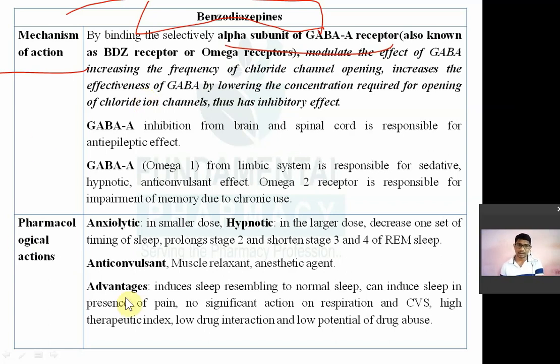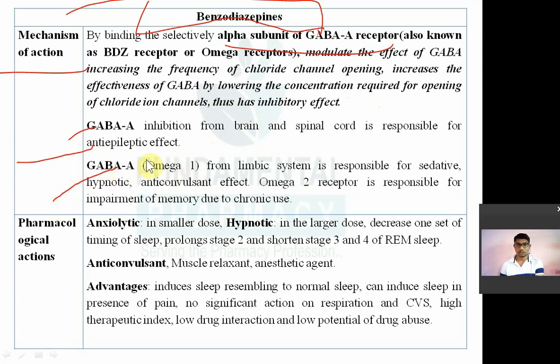There are two types, GABA A and GABA B. There are two different sites. GABA A is in the brain, and the other is present in the limbic system. So inhibition of these two will have different effects. GABA A mediated inhibition of the chloride ion channel in the brain and spinal cord is responsible for the anti-epileptic effect.